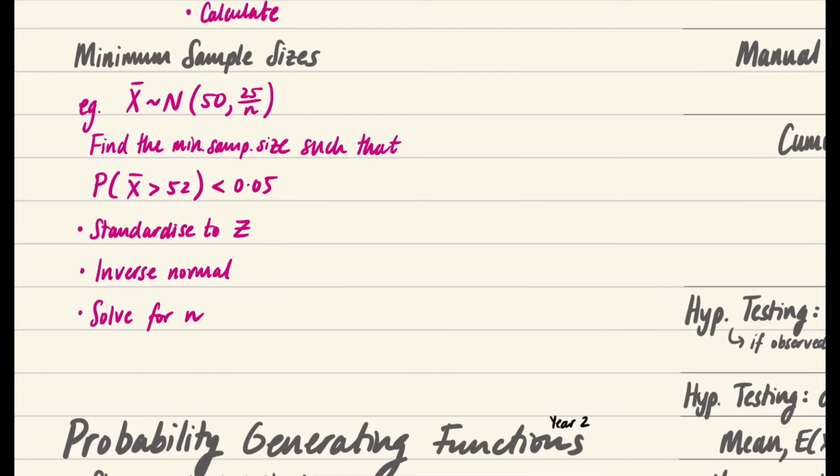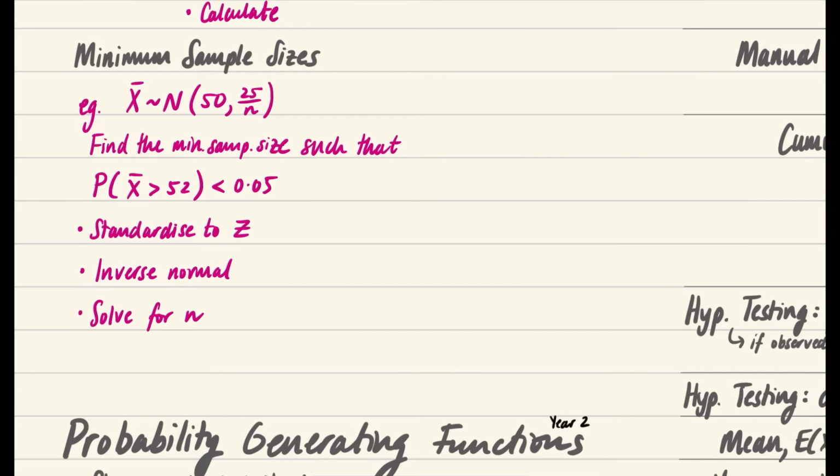So for example, if after we've applied the central limit theorem, the x bar has a normal distribution with a mean of 50 and the variance is 25 over n, notice it's being divided by n and we don't know the sample size, they've asked us to find the minimum sample size such that the probability that the sample mean is greater than 52 has to be less than 0.05. So the first thing that we do is we standardize it to z, then we can do an inverse normal, and then we can solve for n. I'll show you what I mean by this.